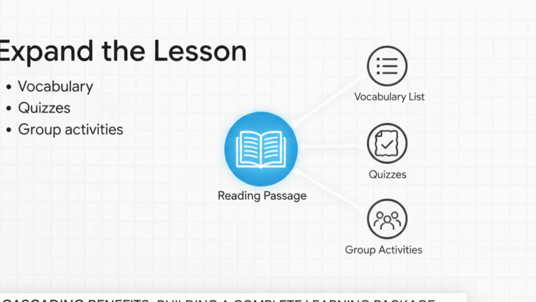You can trigger these rapid-fire cascading benefits to build out an entire learning package. From that one initial passage, you can ask the AI to whip up a vocabulary worksheet, pulling out 10 keywords with matching exercises. You can ask for higher-order Bloom's taxonomy questions. You can generate a 10-item multiple-choice quiz, complete with the answer key. You can even have it design a collaborative group activity based on the text. Suddenly, that one reading passage becomes the absolute foundation for a comprehensive, multi-day lesson plan.